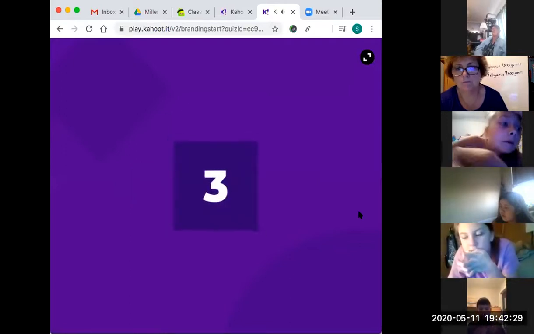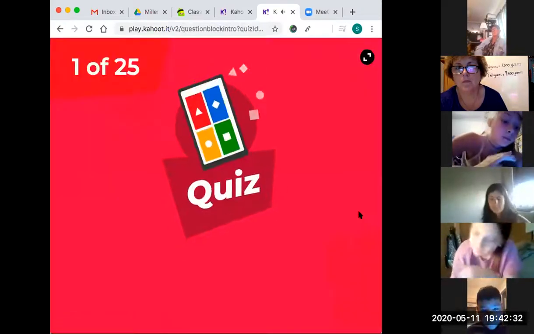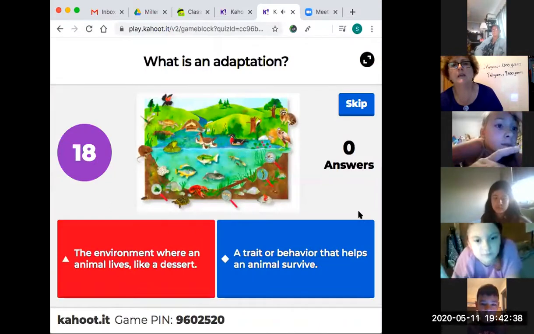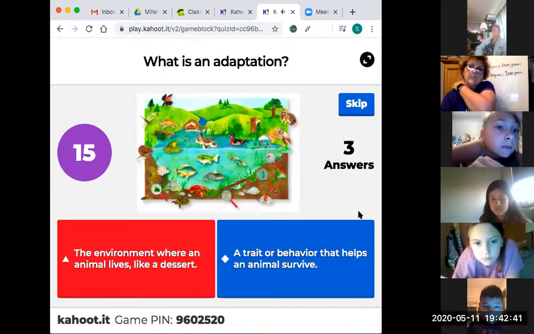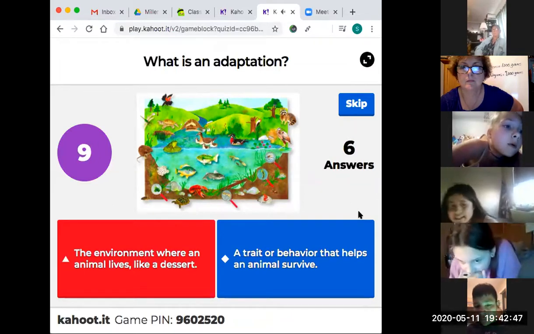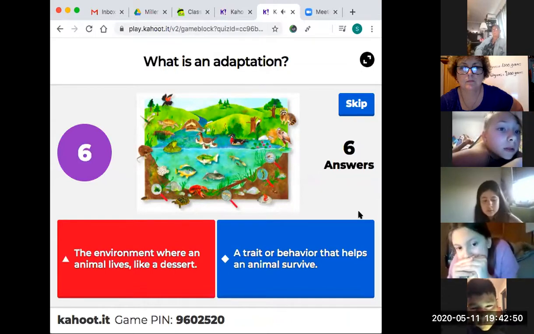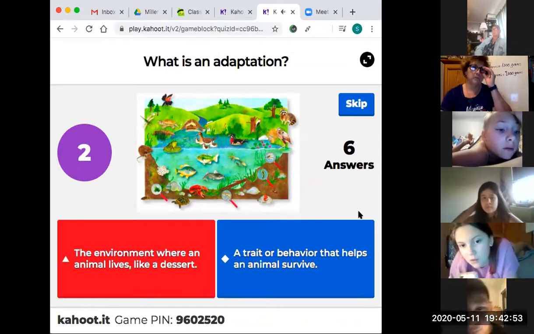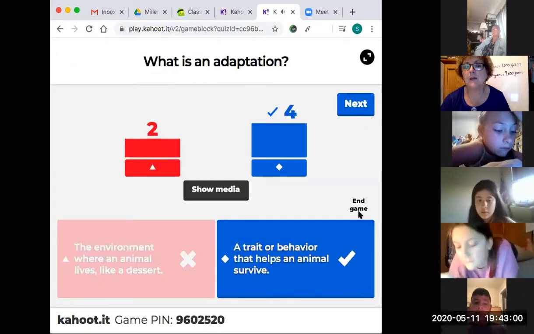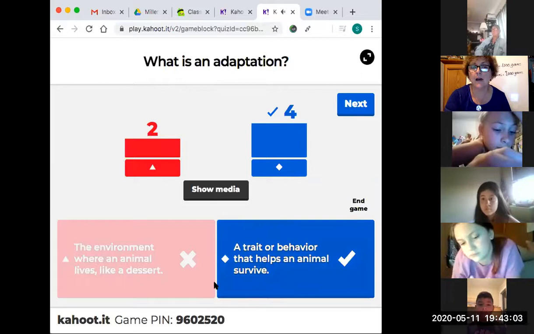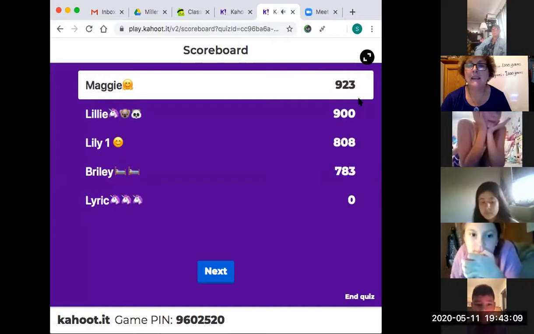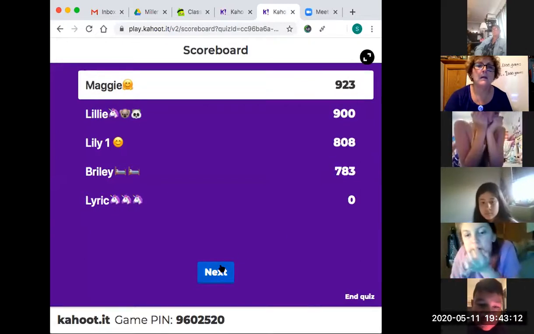Adaptation. All right, question 1. What is an adaptation? We just talked about this. An adaptation helps an animal to survive. Okay? So survive. Good job. All right. Let's see. Maggie is in the lead. Good job, Maggie.